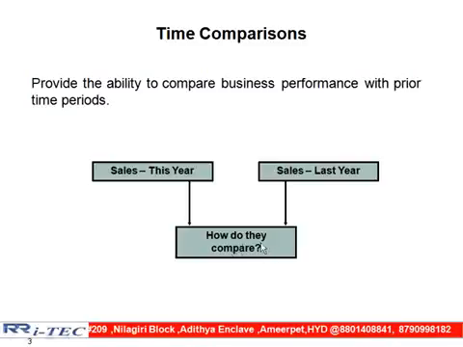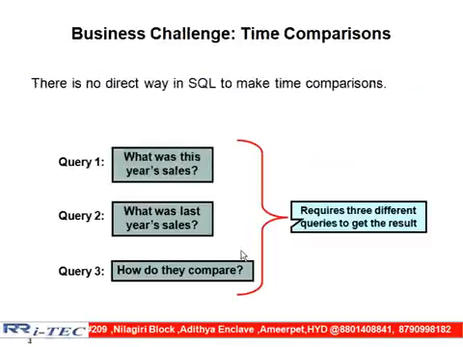Now how do they compare? If they want to compare this, then I need to write what was this year's sales; for that I need to write query 1. What was last year's sales? Then I need to write query 2. How do they compare? For that we need to write query 3. There is no direct way in SQL to make time comparisons, so it requires 3 different queries to get the results.